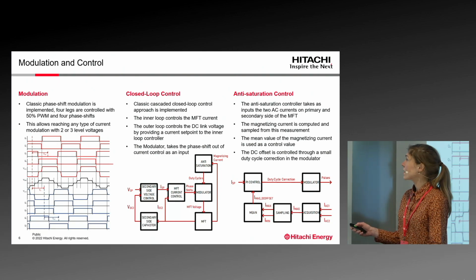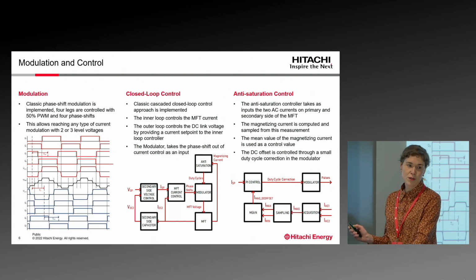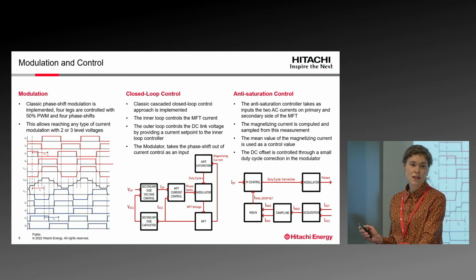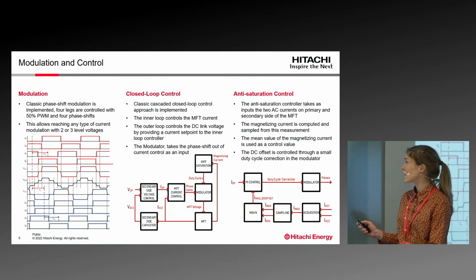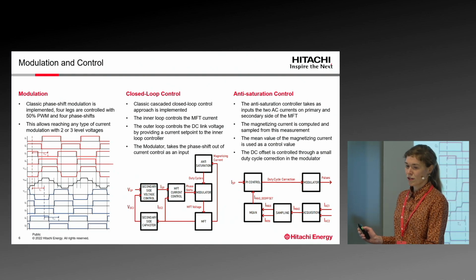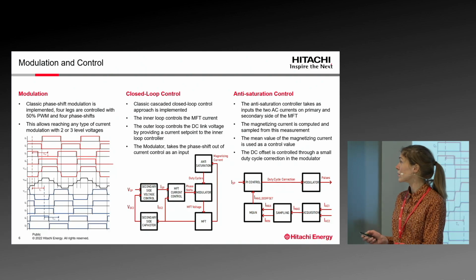A few more words to the anti-saturation control. Here we put some effort because we wanted to avoid any DC blocking capacitors in the DAB to avoid saturation of the core. But for this, you really have to put some effort to control the offset of the magnetizing current to 0, so that the core will not saturate over time.